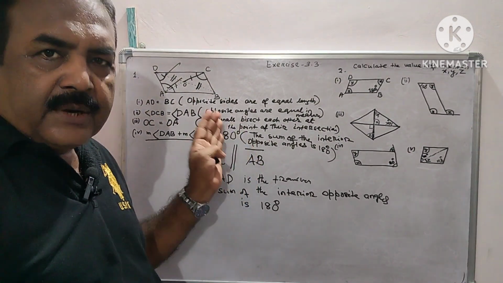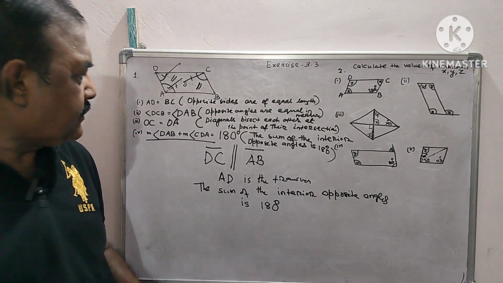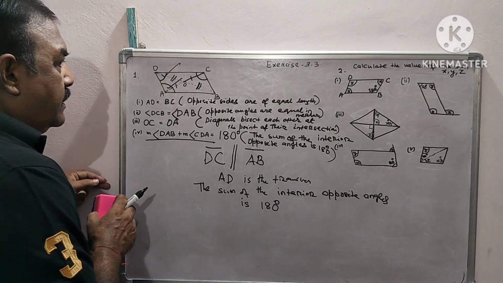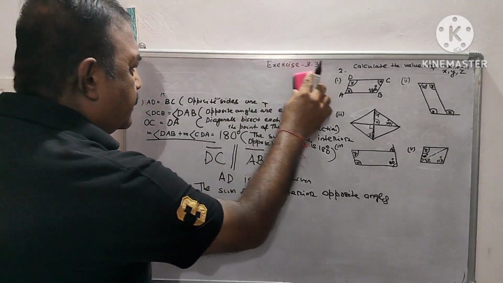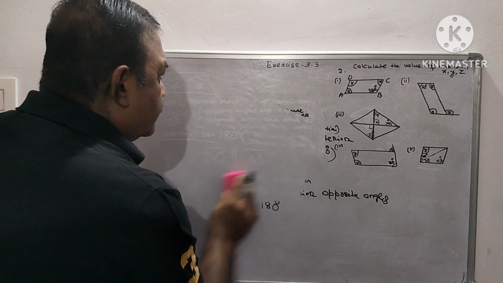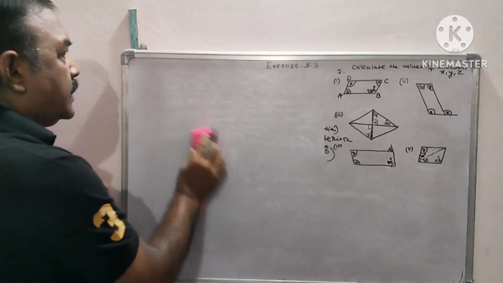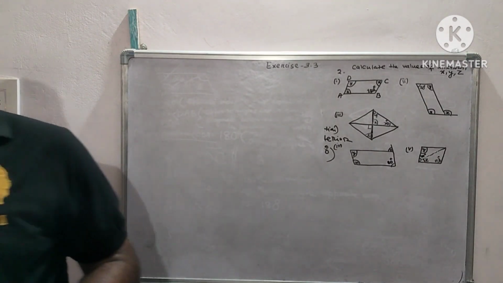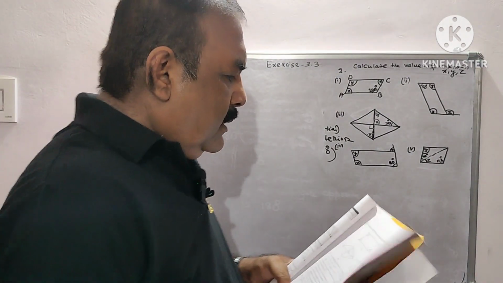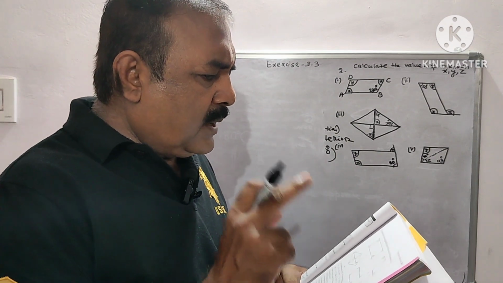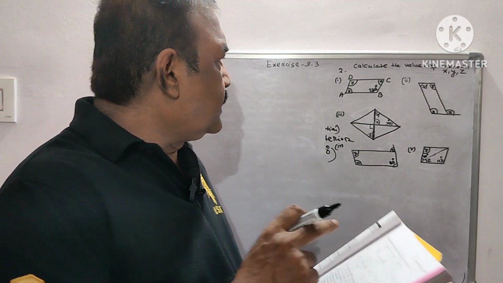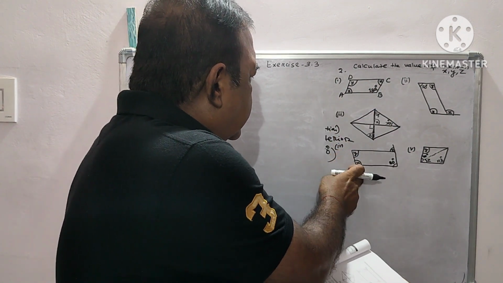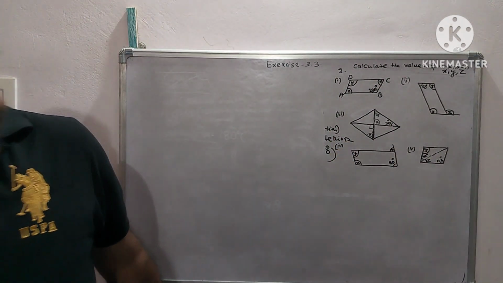So now I want to erase it. So we will move to question number 2. What has been given here, you see. Please go to question number 2. Consider the following parallelograms. You see there are so many parallelograms drawn here. 1, 2, 3. This is 4. This is 5.